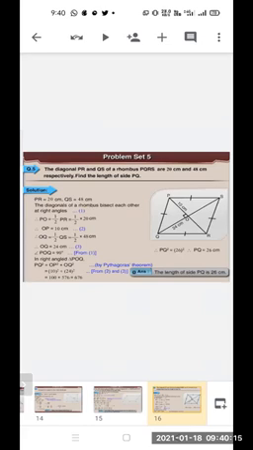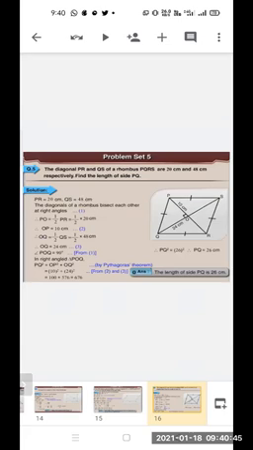They bisect each other and are perpendicular bisectors of each other. So here PR is given as 20 centimeters and QS is given as 48 centimeters. We know that the diagonals of a rhombus bisect each other at right angles. Bisect means that segment PO is congruent to segment RO. Similarly, segment QO is congruent to segment SO.